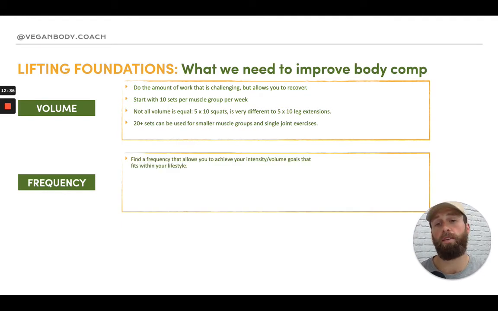First of all, we need to find a frequency that allows you to achieve your intensity and volume goals that fits within your lifestyle. So we can put together the most optimal program of all time and give it to you and say, hey, go ahead and do this, you'll get the best results ever.